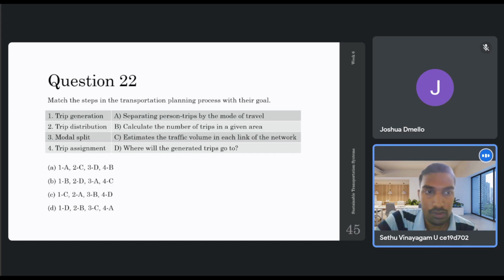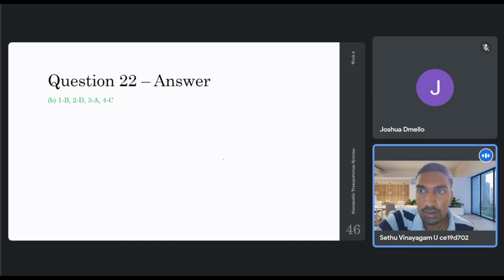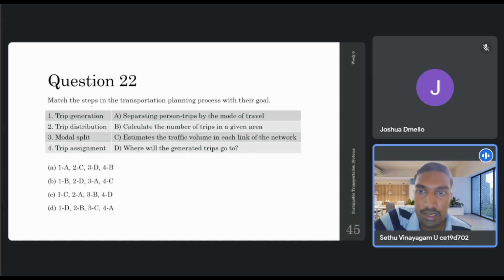Okay, so we have one vote for option C. So the right option is actually option B, where 1 is matched with B, 2 with D, 3 with A, and 4 with C. So we talked about the four steps in the four-stage planning process, right? They are trip generation, followed by trip distribution, then mode split, and finally trip assignment. So this is in the right sequence. Now we need to match it with what happens in each of these processes.